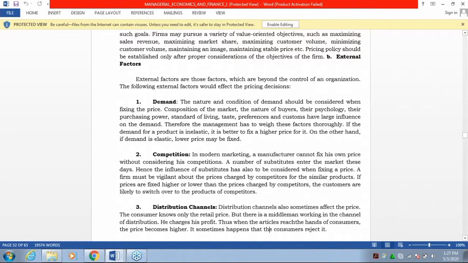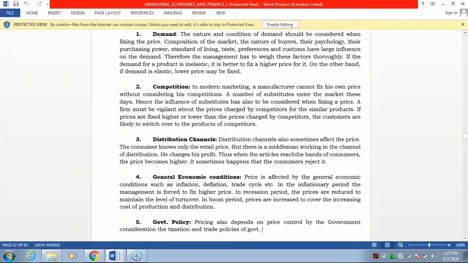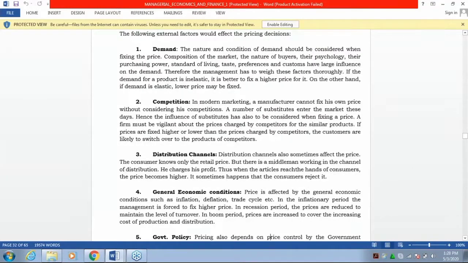Then distribution channel. The area through which the product gets to the final consumers is another external determinant. Are we getting it? The distribution channel also affects the price, and the consumer knows only the retail price, but there is a middleman working in the channel of distribution. He charges for his own service, and when the product reaches the hands of the consumer, the price becomes higher, and sometimes the customer rejects the product.